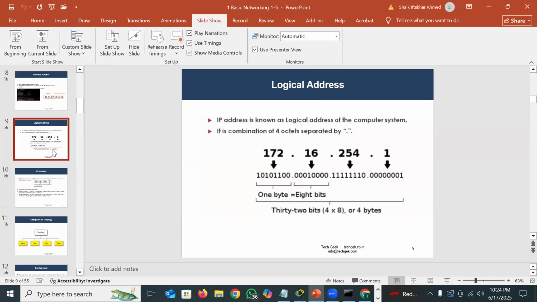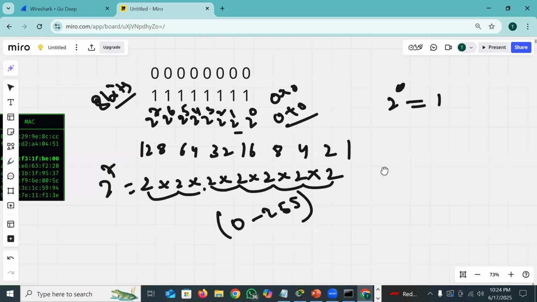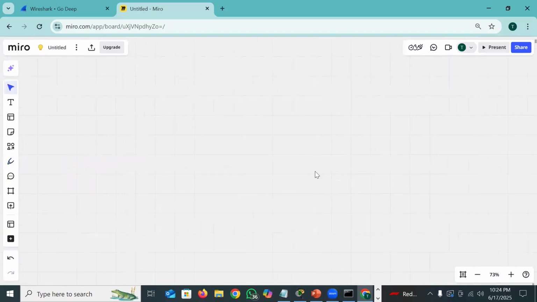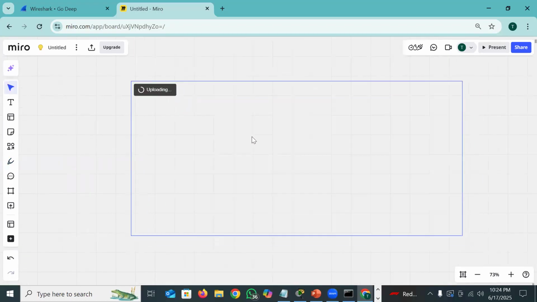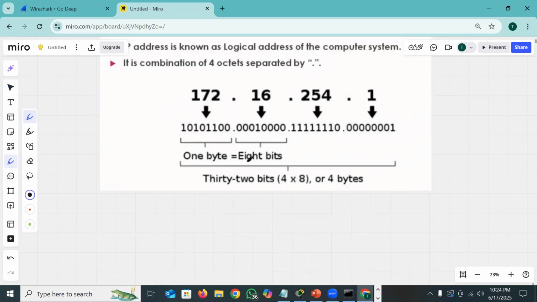So as we have seen, this is an IP address. If I say we have this IP address here, it can be considered as 172. What is the binary calculation for this 172? As we see, the binary for 172 is 1 0 1 0 1 1 0 0.